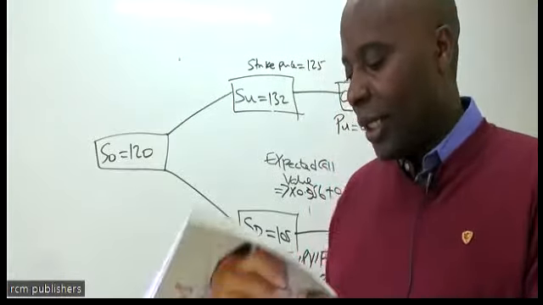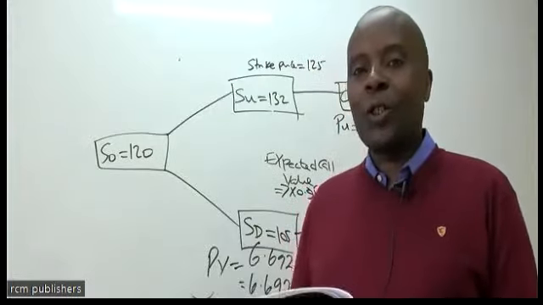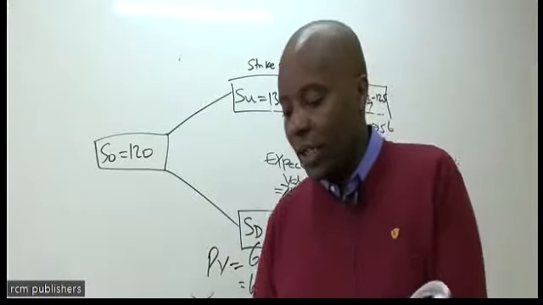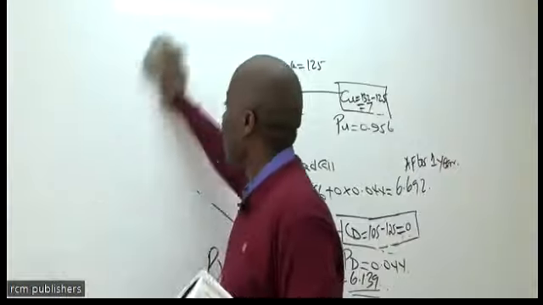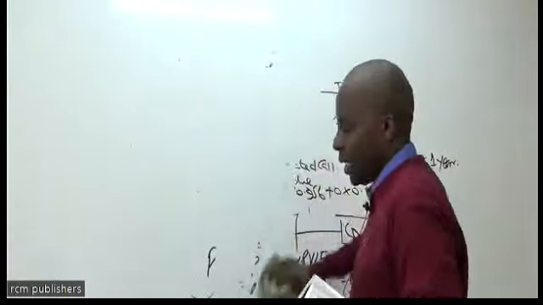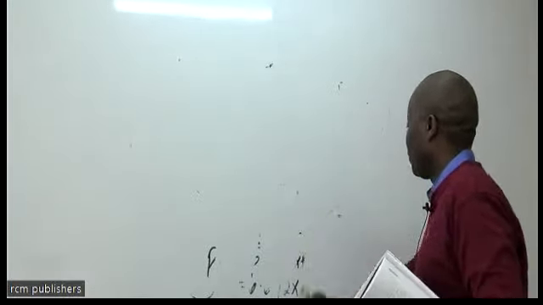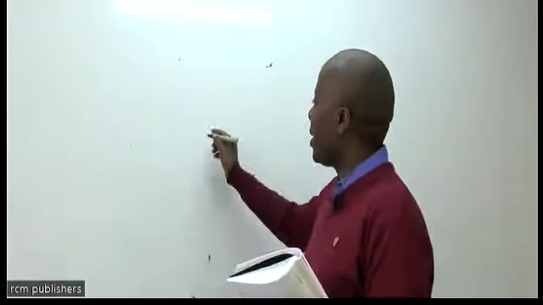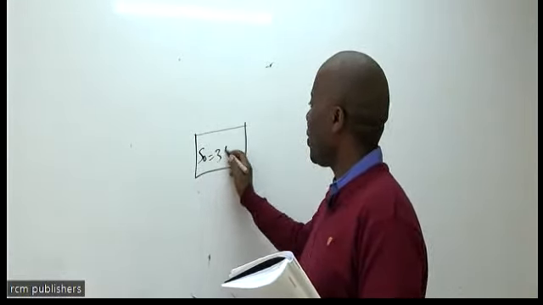May 2014, question number 4. A stock currently sells for 36. At least I'll start from there. The current price is 36. So my S0 here is 36.